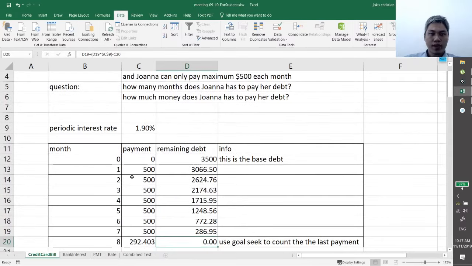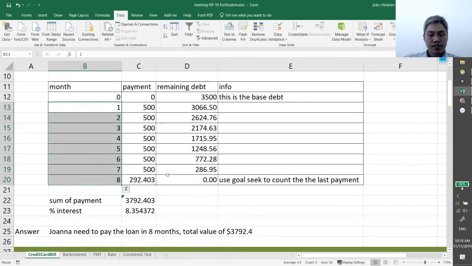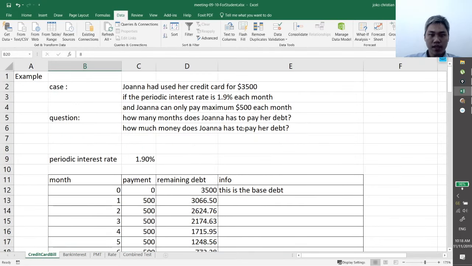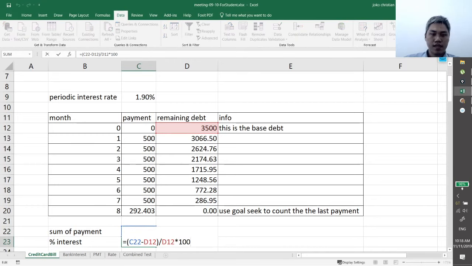And so to answer the question, how many months does Joanna pay her debt? She pays her debt in 8 months, because the remaining debt goes to 0 in the 8th month. And how much money does Joanna have to pay for her debt? It is the sum of the payments from the 1st month until the 8th month. This is calculated by using the simple sum formula here, and you can find that she needs to pay $3,792.403, which means about $292 plus for the interest. We can then count the interest rate by using this formula, which is the difference between the first debt and the sum of payments, divided by the first debt.